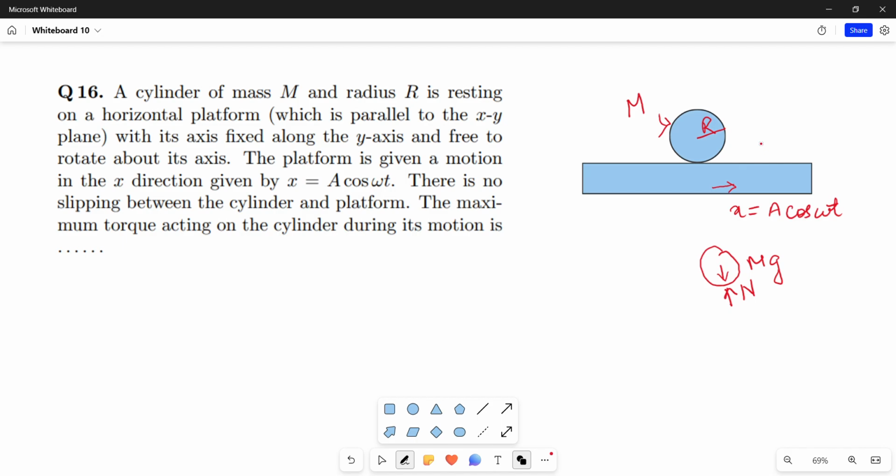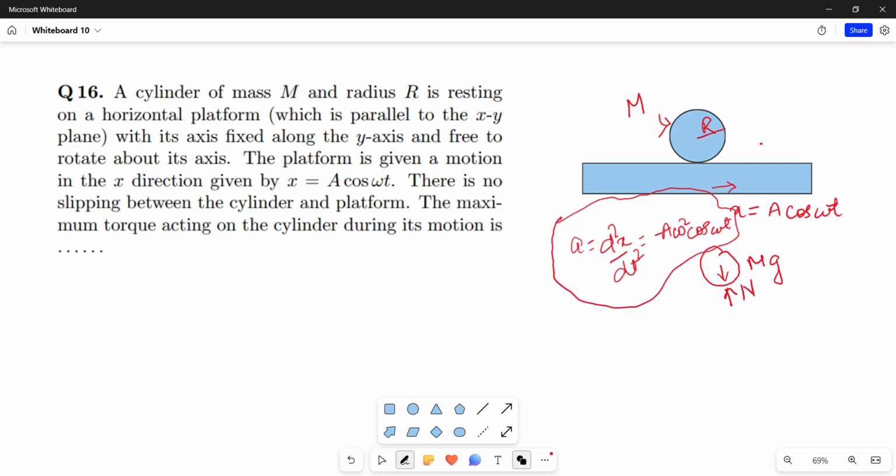So let us now see the acceleration of this plank. So acceleration of this plank is A equals d2x by dt square, and this equals minus a omega square cos omega t. So this is the acceleration of the plank.